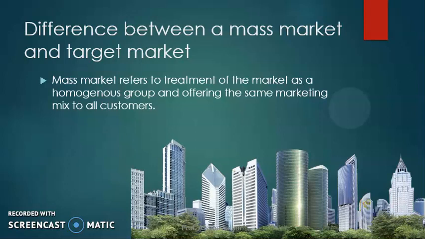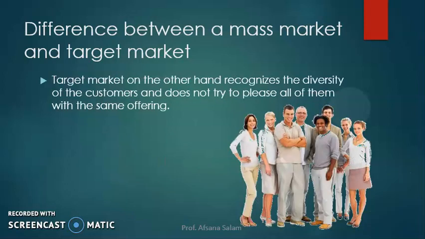Next, there is a difference between a mass market and a target market. A mass market is treated as a homogeneous group, offering the same marketing mix to all customers. Say, products like soap or detergent are common for all. But when I say segmentation, the target market differs for each brand. The target market recognizes the diversity of customers and does not try to please all of them with the same offering. One person requires Tide, another requires Ariel, another requires Surf Excel. So the mass market is to manufacture detergent, but with different brands they are targeting different crowds.